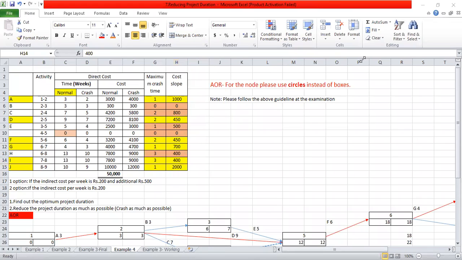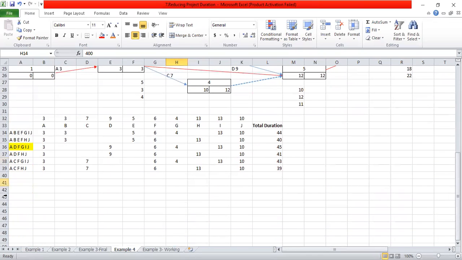So the first step is to write down the project duration, right? What is the project duration for the initial project? The project duration is the longest duration, which is 45 days.